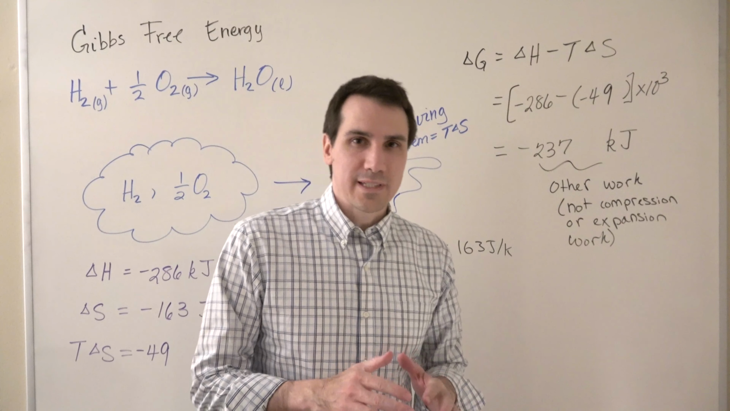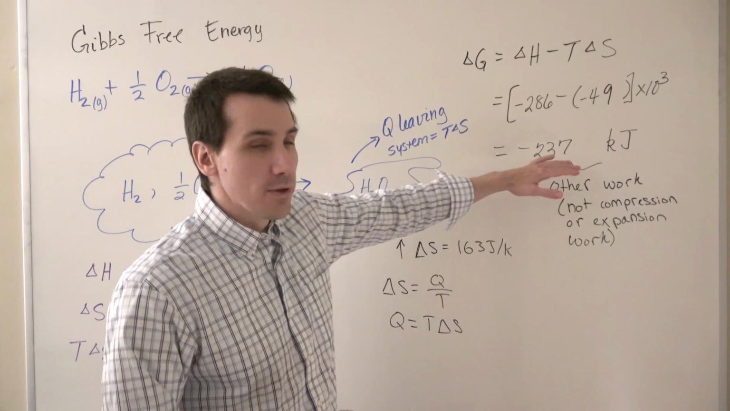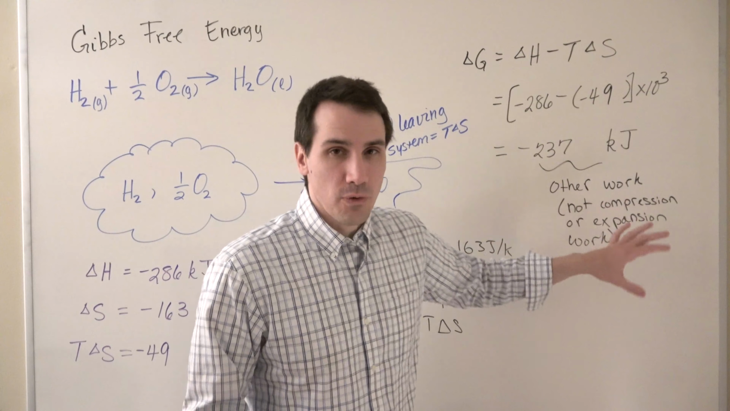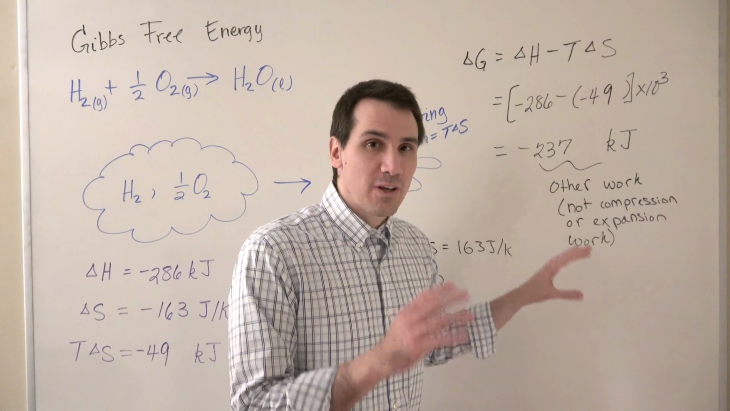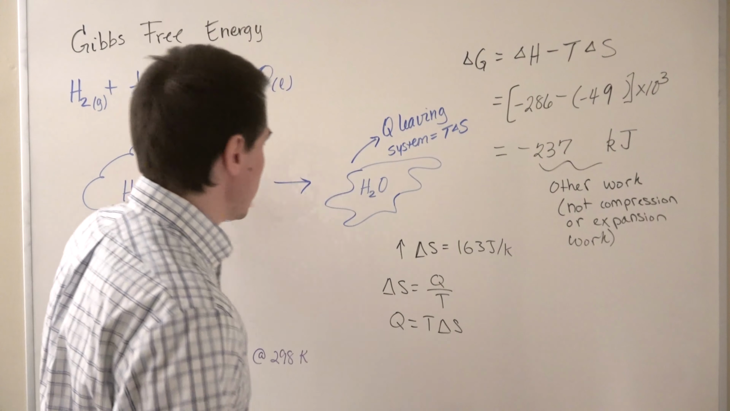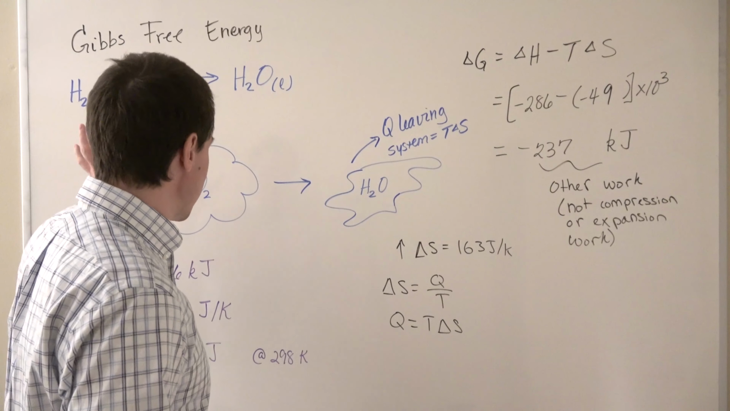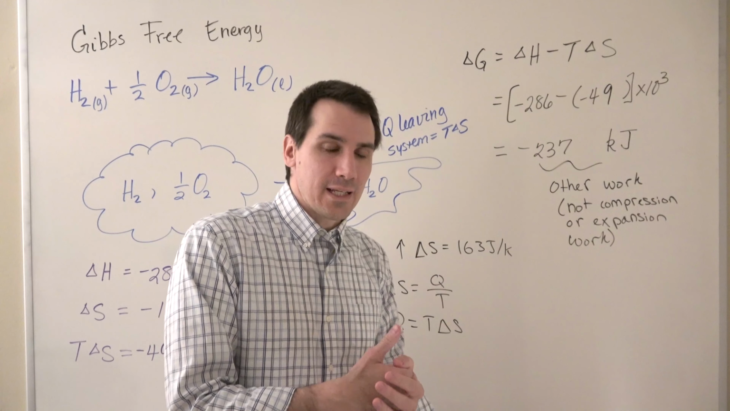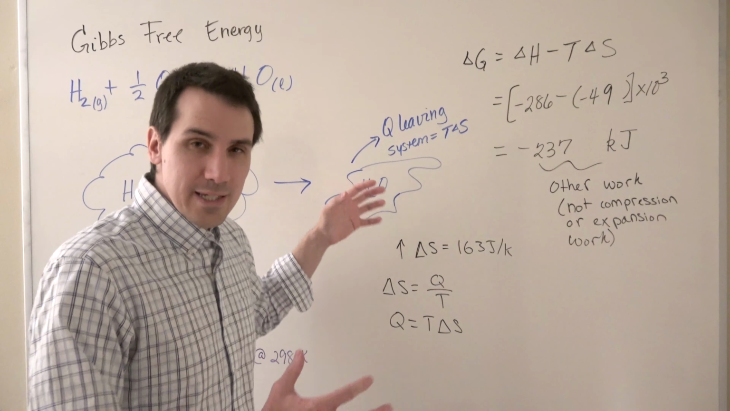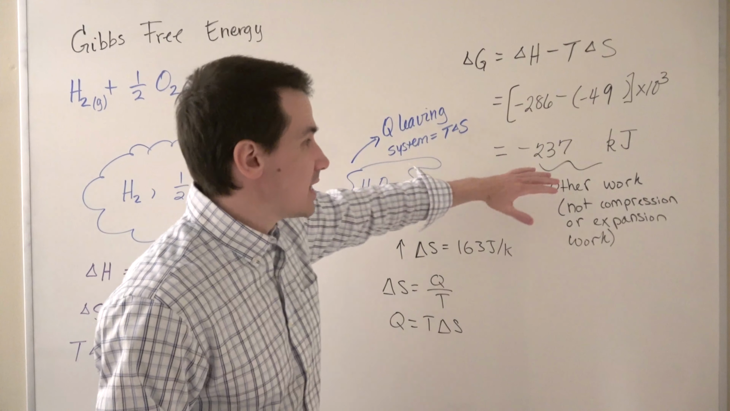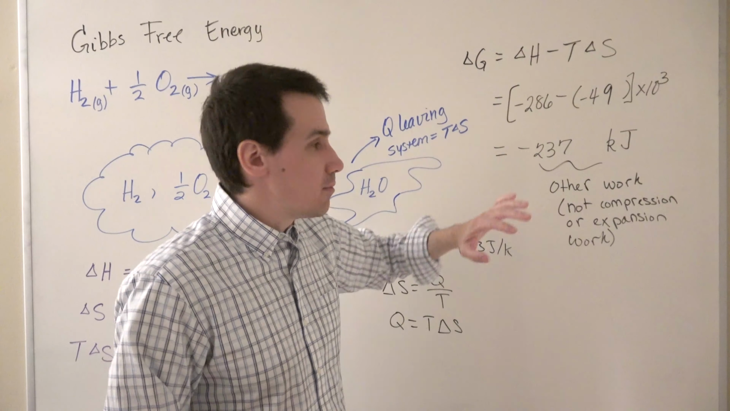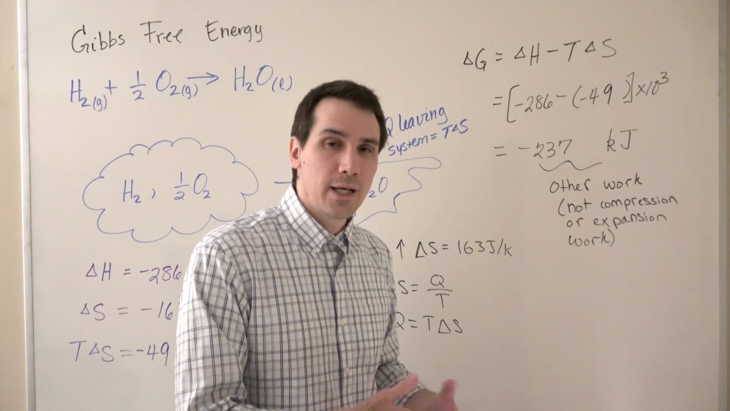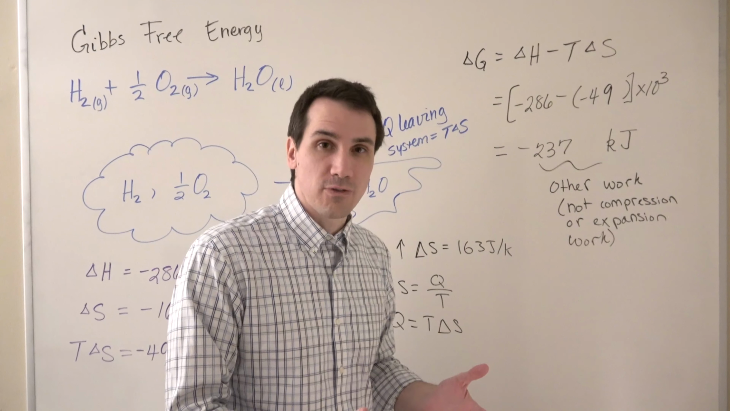As a final thought on this example, I just want to remind us that this 237 kilojoules that will be given off cannot come out as compression or expansion work because we have already assumed that the system compressed by a certain amount as it went from its gas state to its liquid state. So in using the enthalpy, we have already taken into account the work done on the system as it collapsed. So this amount of work that we can get out must come in the form of some other type of work, probably something like electrical work, that is moving electrons through a circuit, for example.